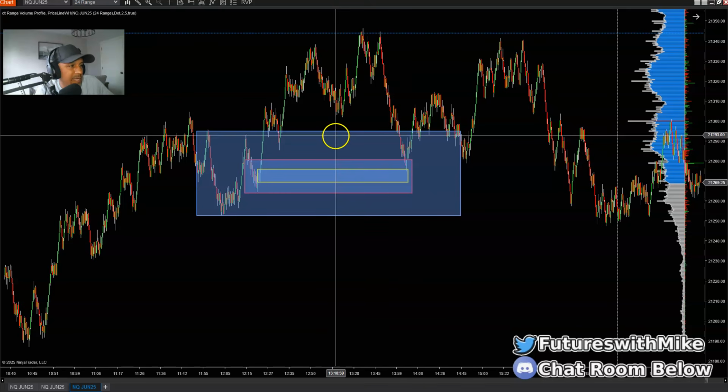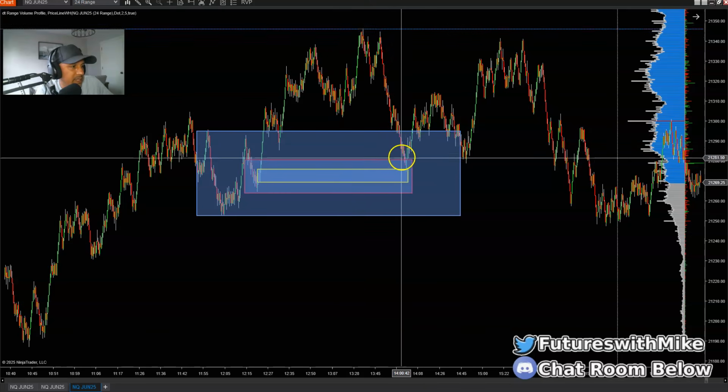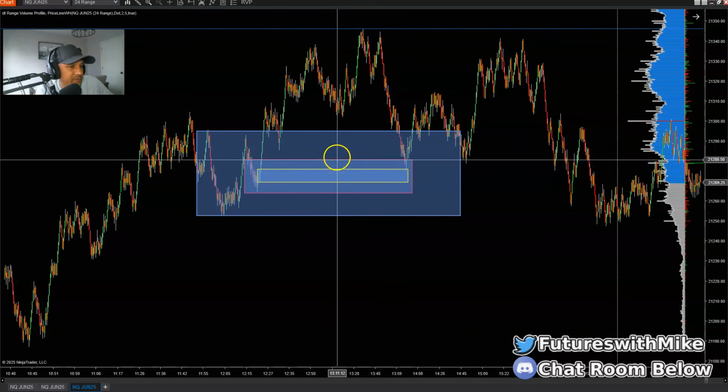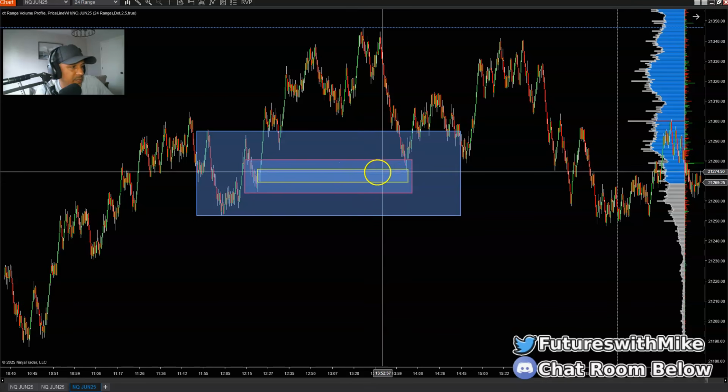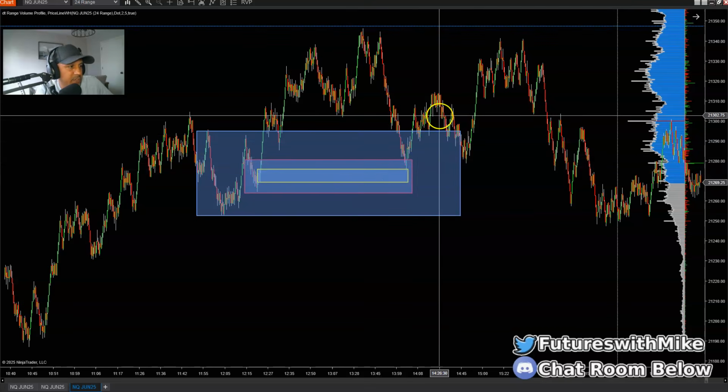Okay, so as the market comes back, it taps the 120, the 60, and then the 24. 3 means of confluence here. I'm definitely looking to go long if we get the rejection to the upside.